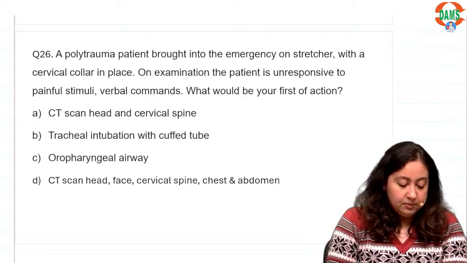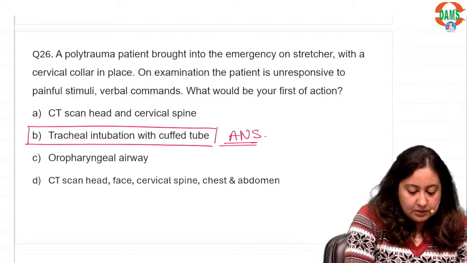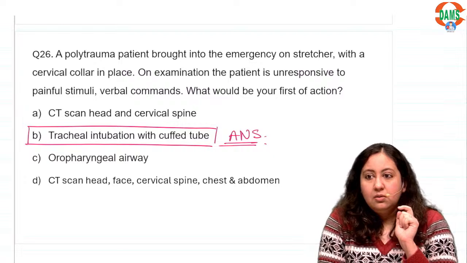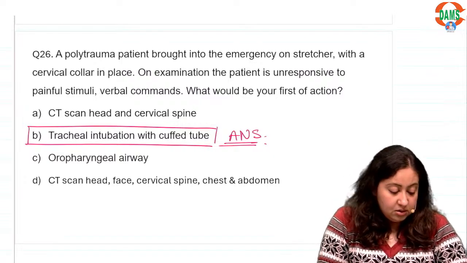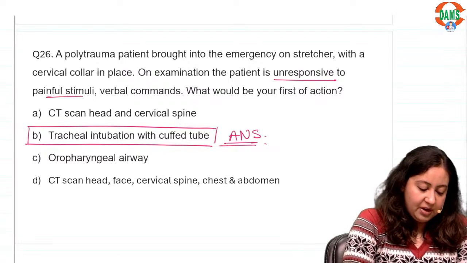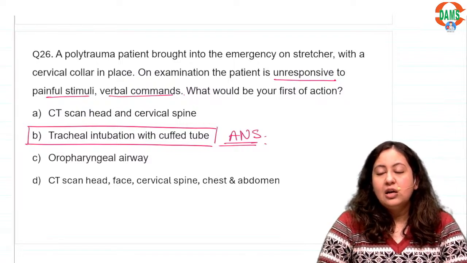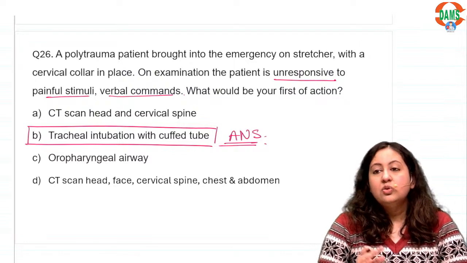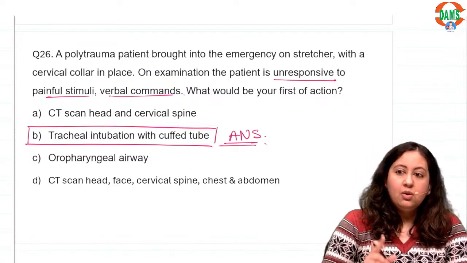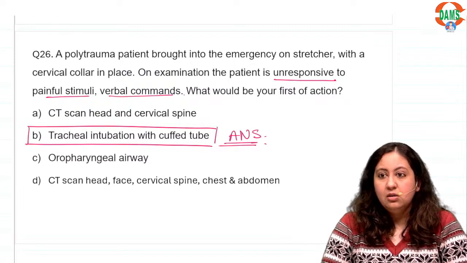So the correct answer here is tracheal intubation with cuffed tube. Anand, why is option C, oropharyngeal airway, not the answer? Listen to me. It says the patient is unresponsive to painful stimuli and verbal commands, and the patient is unconscious. So the GCS is 3. The patient is comatose. In this kind of patient we will go in for a definitive airway, that is tracheal intubation with a cuffed tube, because we do not know for how much time the patient will be comatose. Understood, Anand?